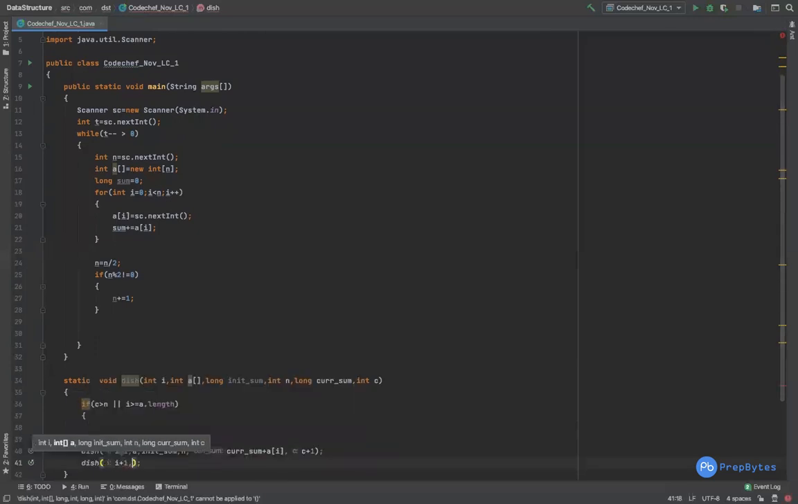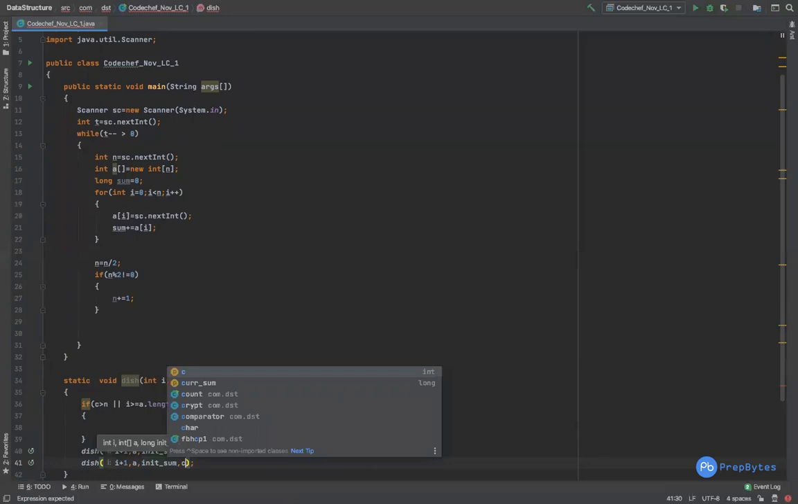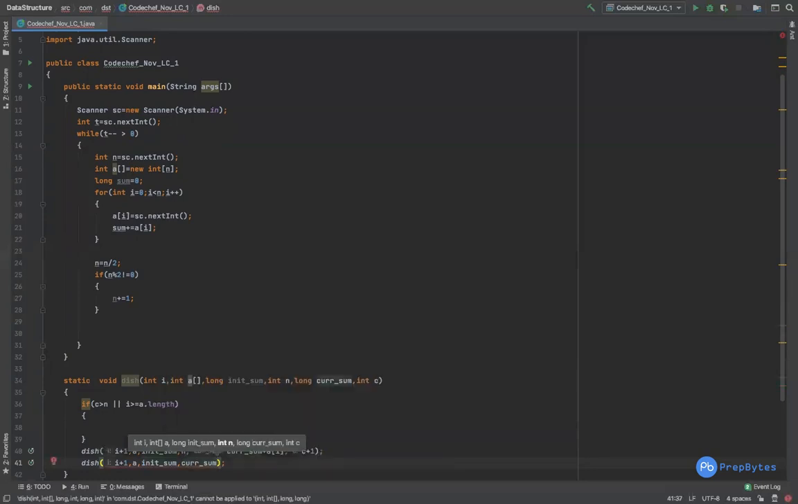Again, I'm increasing this i by 1. Then I'm passing the initial sum, then the current sum, and now I'm not including this value in the current sum, so I will not increase this c value either. Here I will also pass the m. You can see that I'm including this ith value in the current sum, so that's why I'm increasing this counter. Next time I'm not including it, so I'm not increasing this c value.